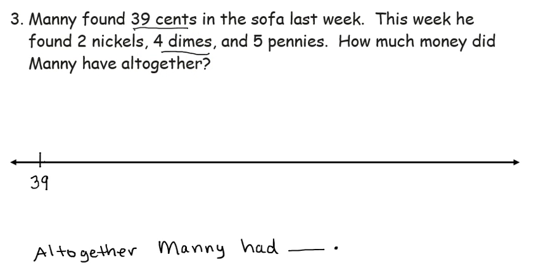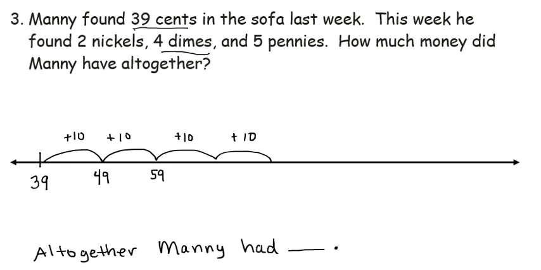I'll do 4 hops of 10, showing each hop being 10 for each dime. And I'll show where I land for each of those. So I have 39, 49, 59, 69, and 79. Next, I'm going to add my 2 nickels.